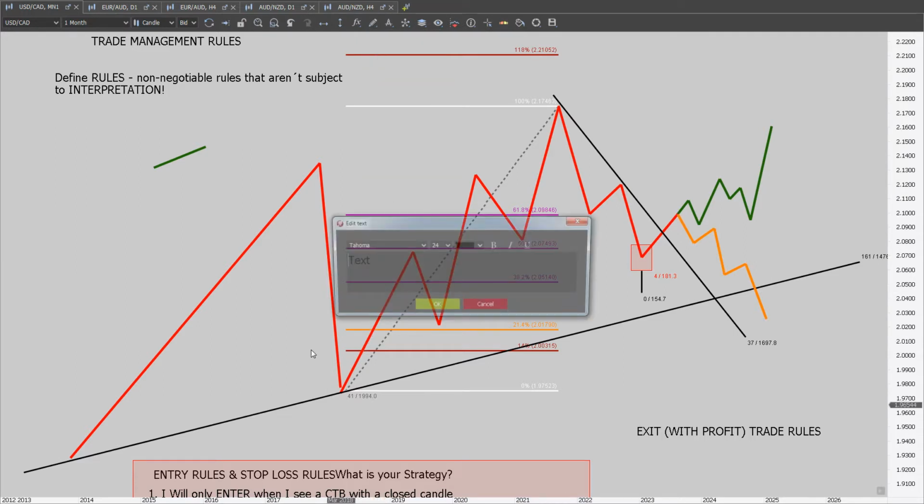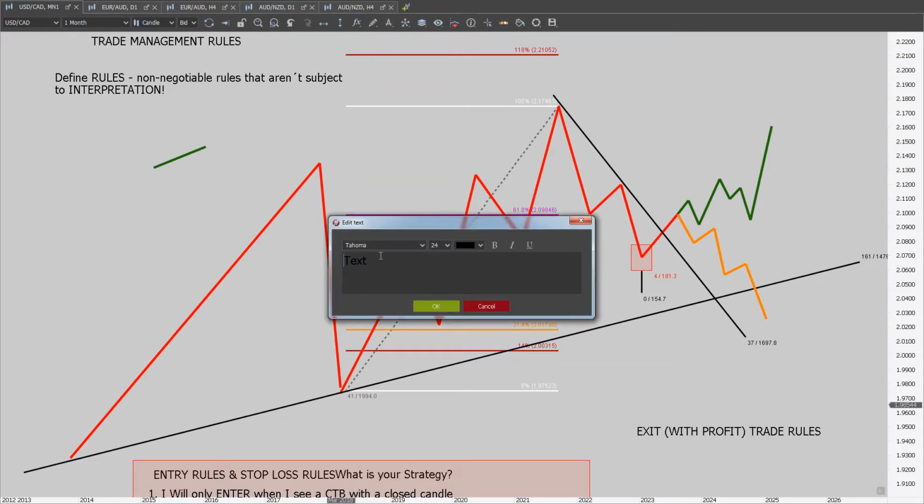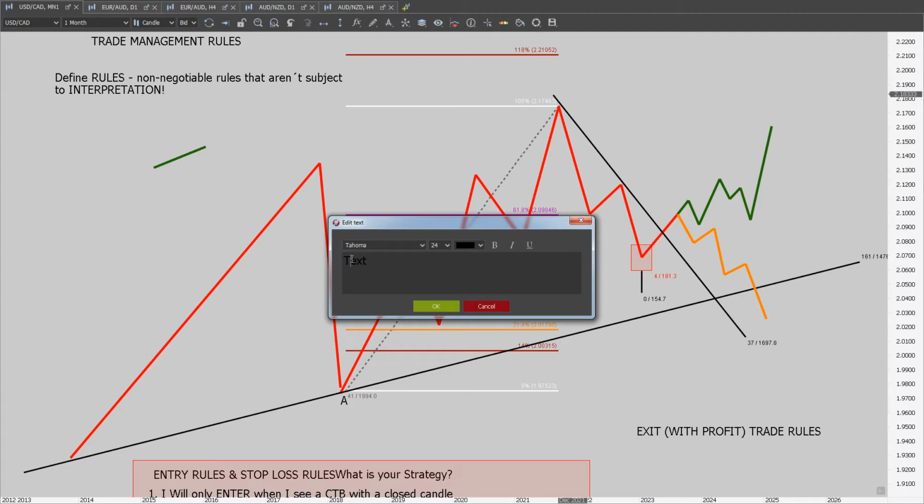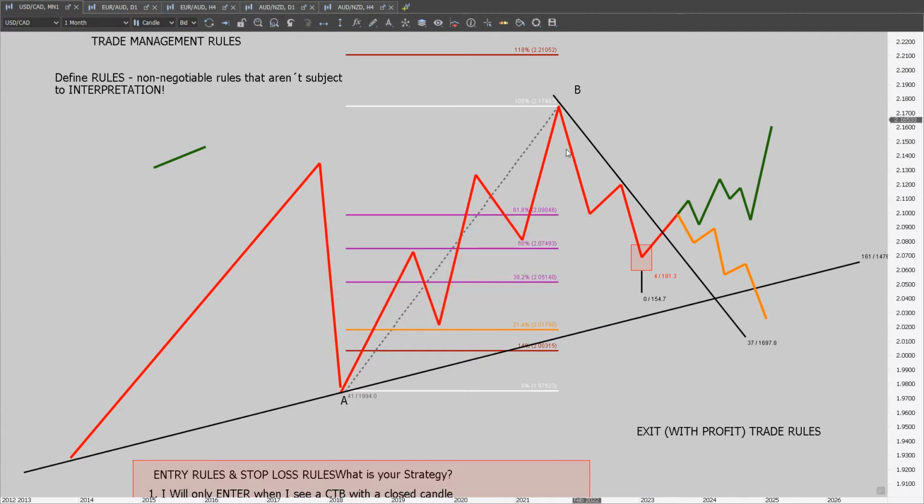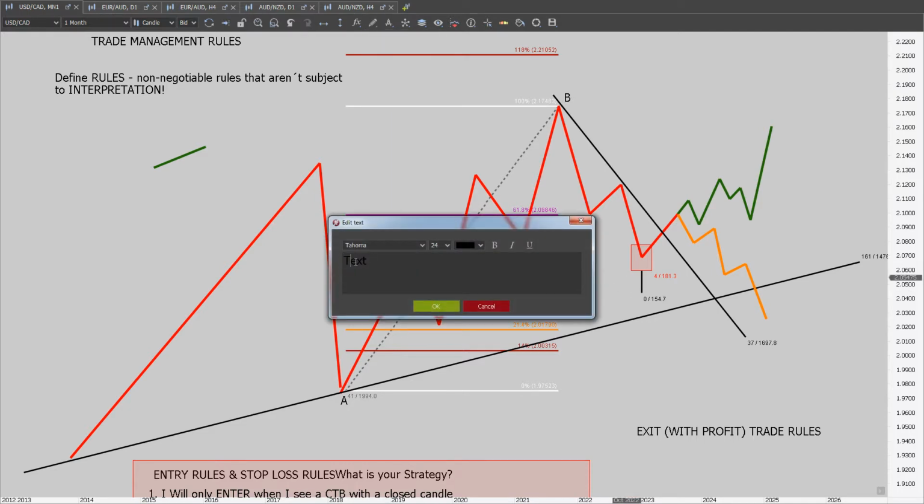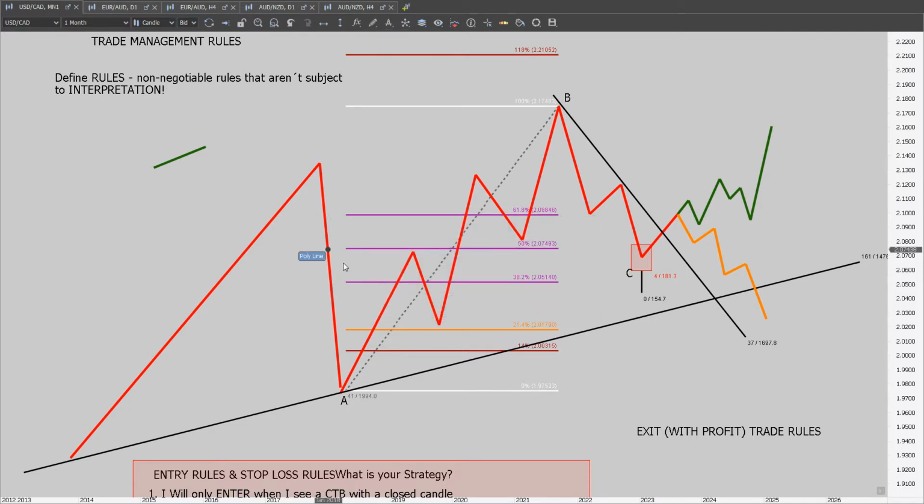Each and every strategy is a little bit different. So this is A, right? So this up in here is going to be the B, A, B, right? A, B, C. Okay, so this is the question. How are you going to manage your trade?